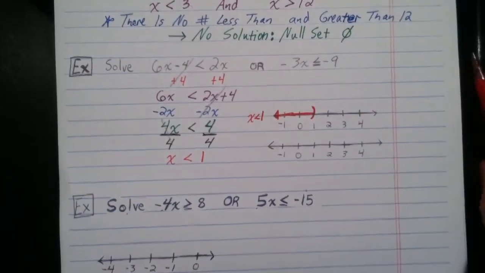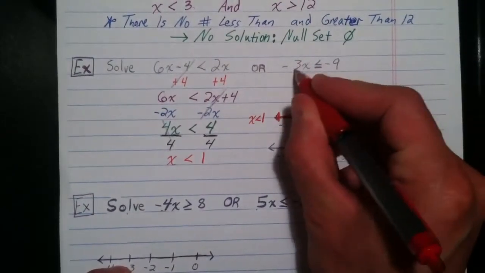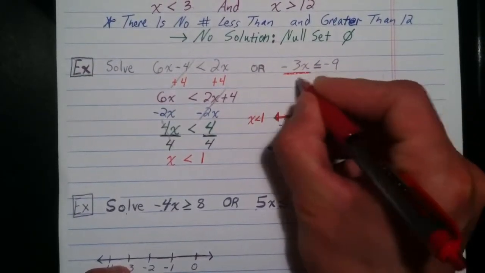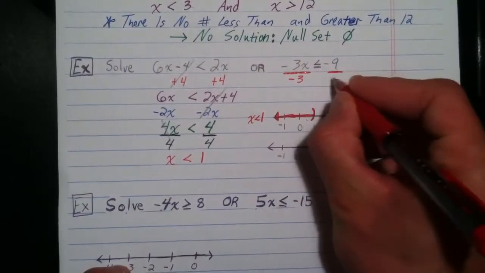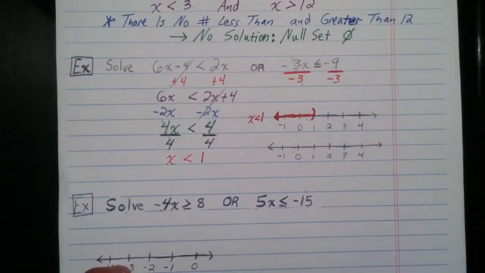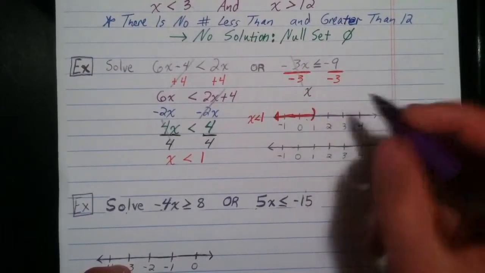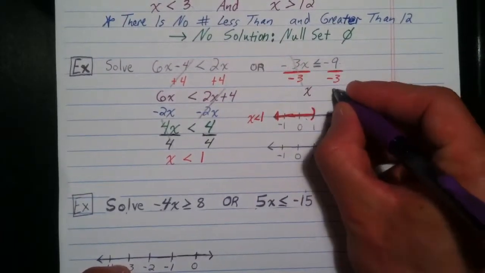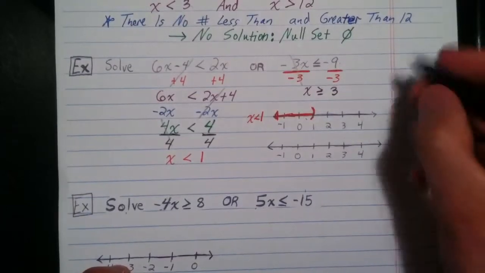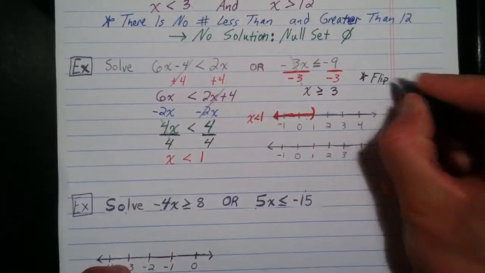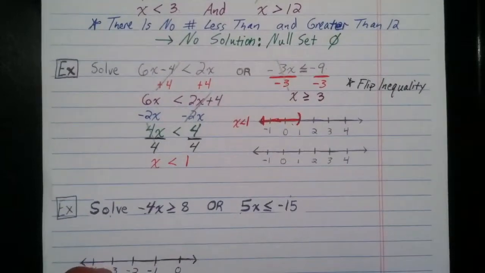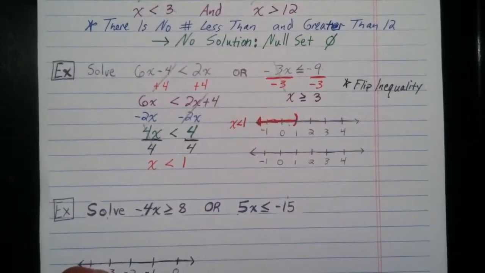Solving the other inequality, we can do that pretty easily. Negative 3x less than or equal to negative 9. All we have to do is get rid of the coefficient. We do that by dividing by that exact coefficient, negative 3. That will cancel out our negative 3's over here, giving us 1x, or just x. And then negative 9 divided by negative 3 gives you a positive 3. But we did divide by a negative, so we do have to flip our inequality symbol. So it's x is greater than or equal to 3, not x is less than or equal to 3.